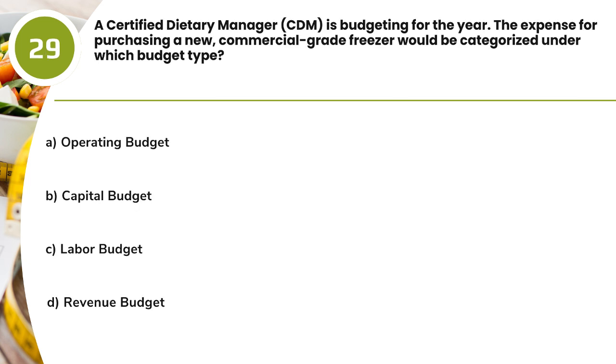Question 29. A Certified Dietary Manager, CDM, is budgeting for the year. The expense for purchasing a new commercial-grade freezer would be categorized under which budget type? A. Operating budget. B. Capital budget. C. Labor budget. D. Revenue budget.